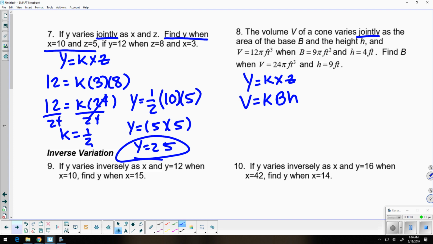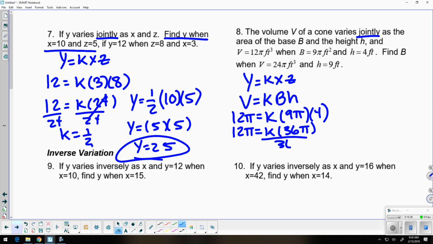Okay, so using their variables, the volume is 12 pi feet cubed, B is 9 pi feet squared, and h is 4 feet. So let's plug those numbers in. Again, 12 pi is V. We need to find k. We got 9 pi, and then we got 4. So this would be 12 pi equals k times 36 pi. Dividing both sides by 36 pi, and then just solving for k.